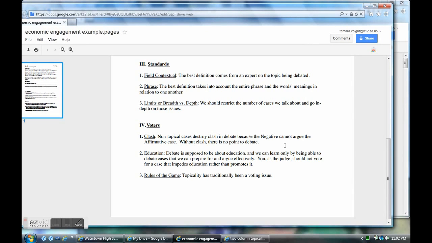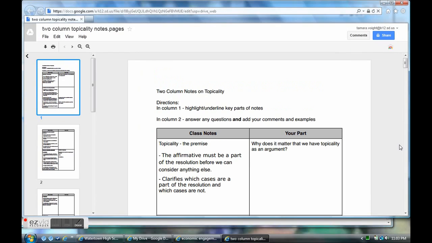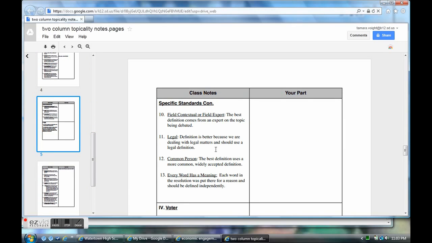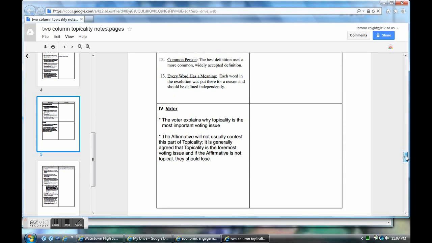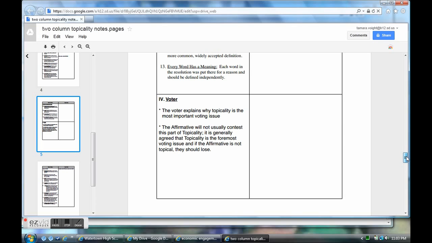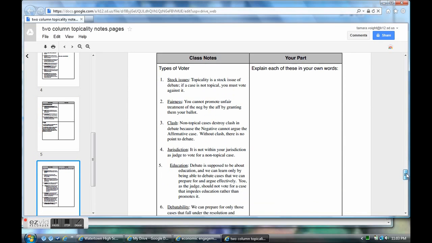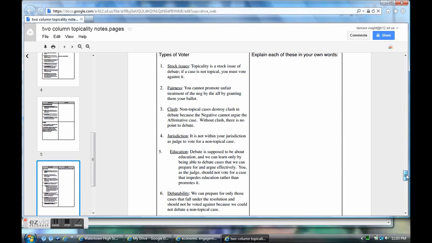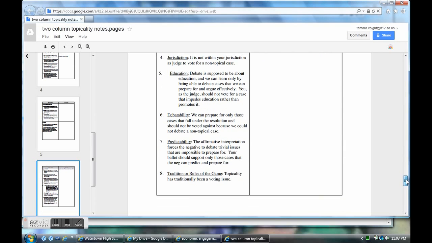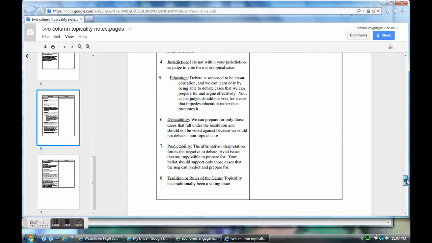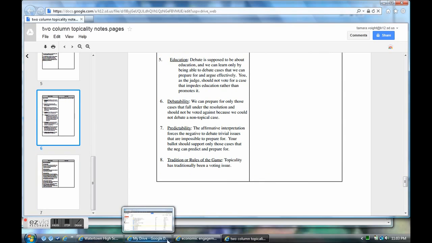The next part of topicality is the voters. The standards are the hardest part to understand. Voters are pretty simple. They give the judge a reason to vote on topicality. Why is it a voting issue? A voting issue is something that says, if I win this issue, I win the round. So voters just explain why topicality is the most important voting issue. Typically, the affirmative doesn't argue against this. You need to have a voter as your reason to vote for topicality, but you can just copy them verbatim from these notes. So I'll just let you peruse them on your own. We don't need to cover them piece by piece right now like we did with standards.